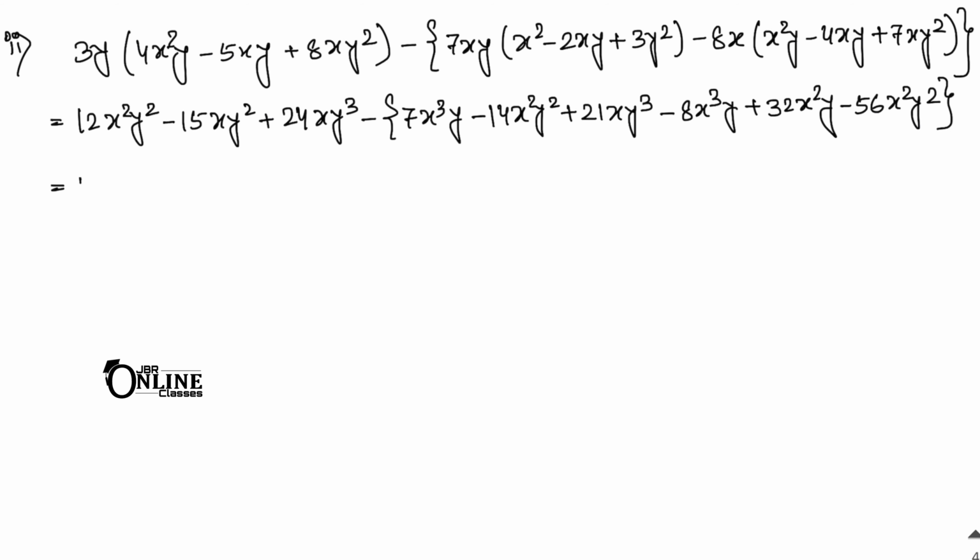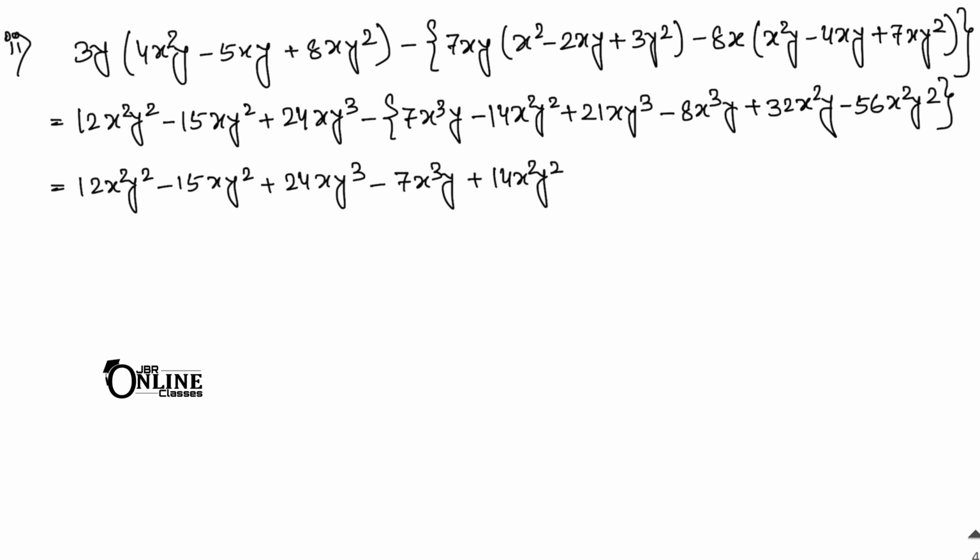Now open the bracket. Here 12 x square y square minus 15 x y square, then 24 x y cube minus 7 x cube y plus 14 x square y square minus 21 x y cube plus 8 x cube y, then here minus 32 x square y, and then plus 56 x square y square.